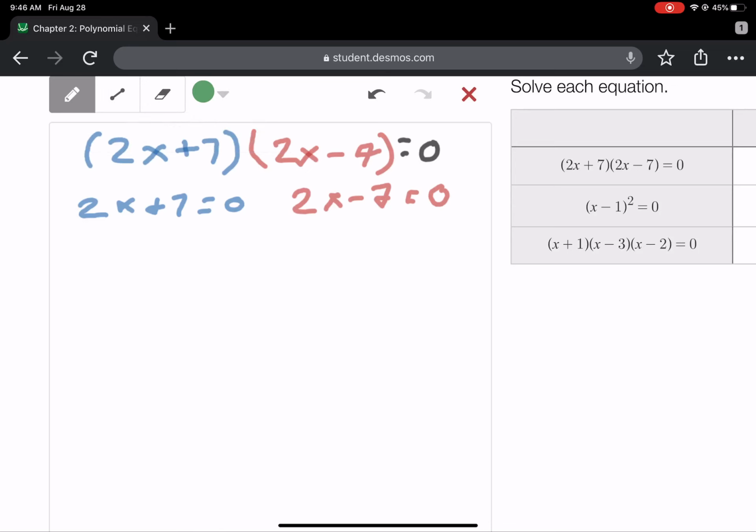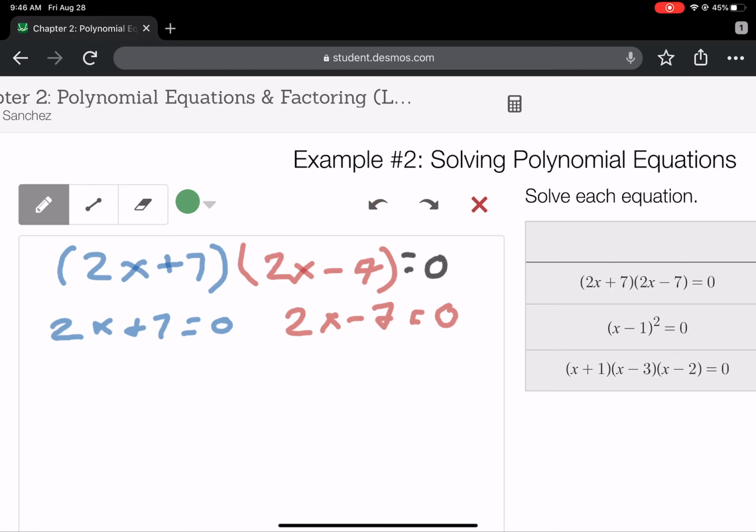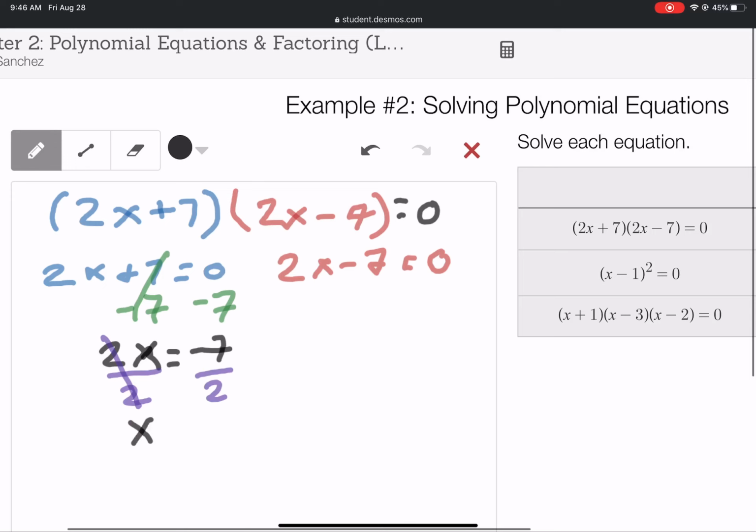So I'd use inverse operations. Plus a positive 7 I can inverse using net minus 7. Subtract 7 to both sides. That's going to give me 2x equals negative 7. Next step would be to divide both sides by 2. So then my first answer would be x is equal to negative 7 over 2. Okay, so that's one solution.